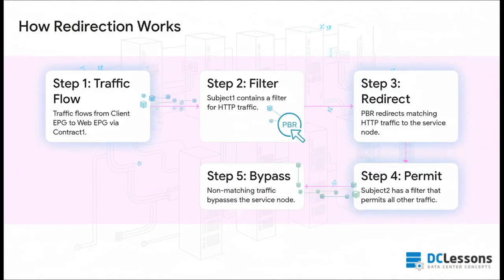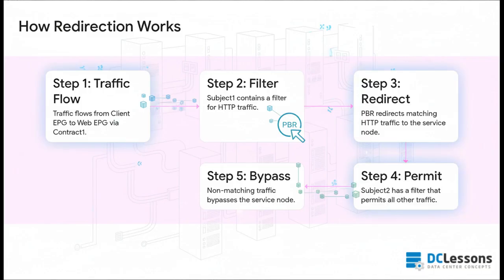So how does all this magic actually work? Well, it's not really magic. It's all defined in the ACI contract. Think of it like a set of rules that gets checked in order. So first, traffic flows from the client and hits steps 1 and 2. There's a rule there that's looking specifically for HTTP traffic. If it's a match, step 3 kicks in and the PBR policy sends that traffic over to the service node.